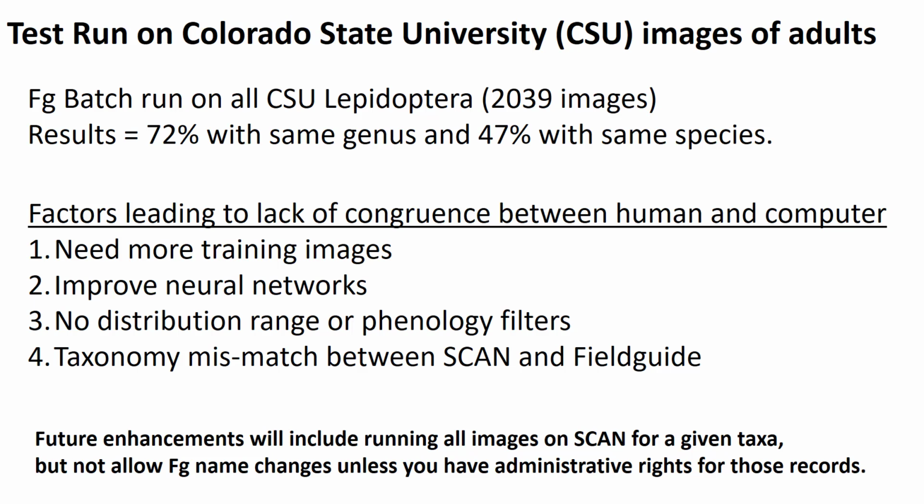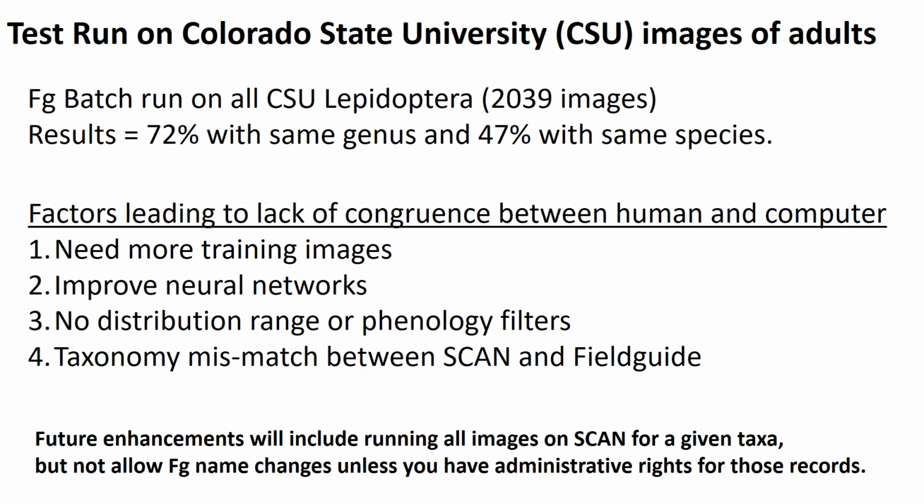Factors leading to a lack of congruence between human and computer. 1, we simply need more training images. 2, we need to improve the neural networks, for example, to distinguish ventral as well as dorsal, and incorporate the ability to actually have the process link both dorsal and ventral for one given image. Right now, it treats them as separate entities. We can add more filters like distribution range or phenology filters to help distinguish very similar looking species.